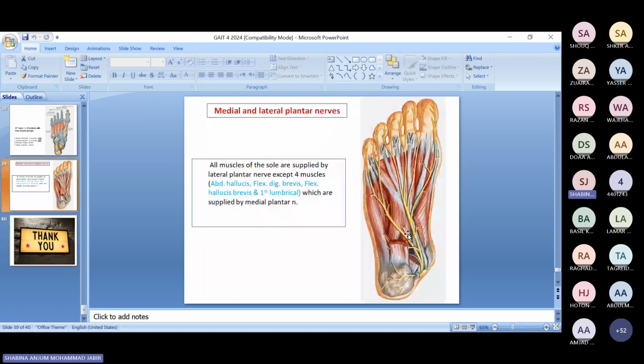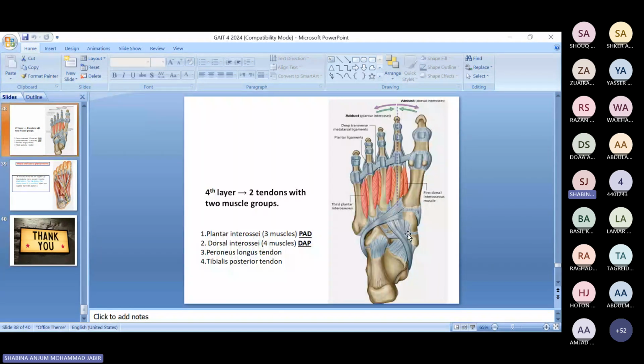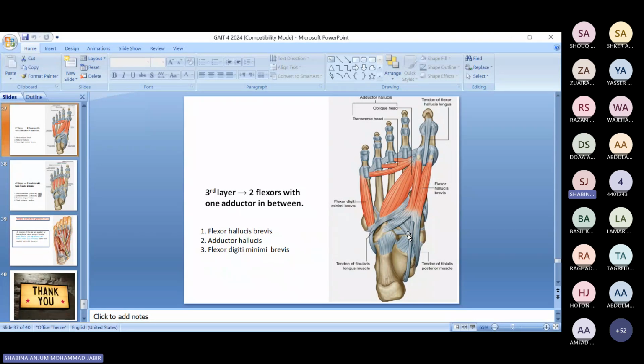I will not make you panic because we have the practical, so it is easy. How many groups do we have in the leg region? Three: anterior, posterior, lateral. Laterally, you will see two muscles, peroneus longus and brevis.